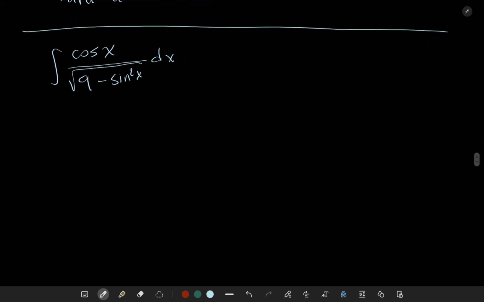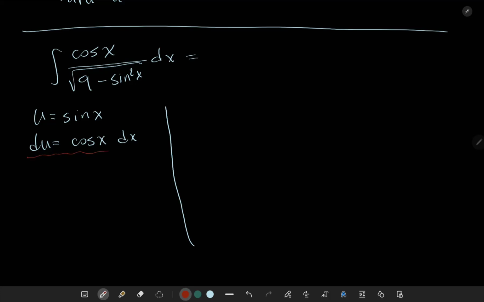Let's write u equals sine x, du equals cosine x dx. Taking my derivative there. All right, and the cosine x dx, it's already the du. I already have it present in my integral, so I don't have to do much.